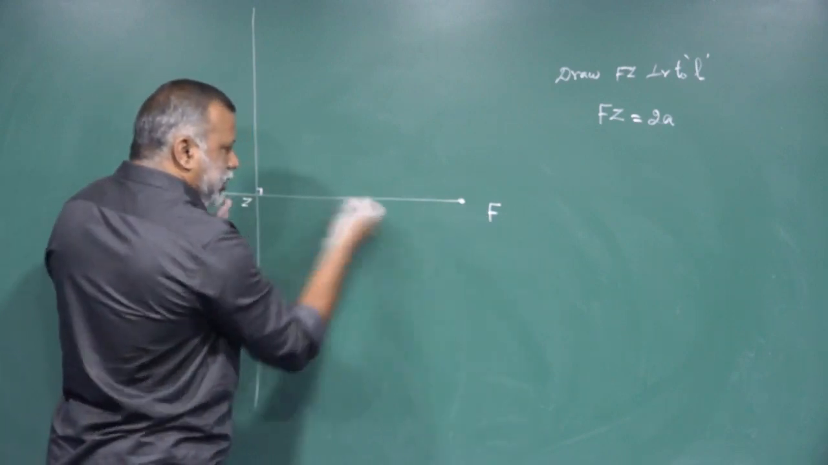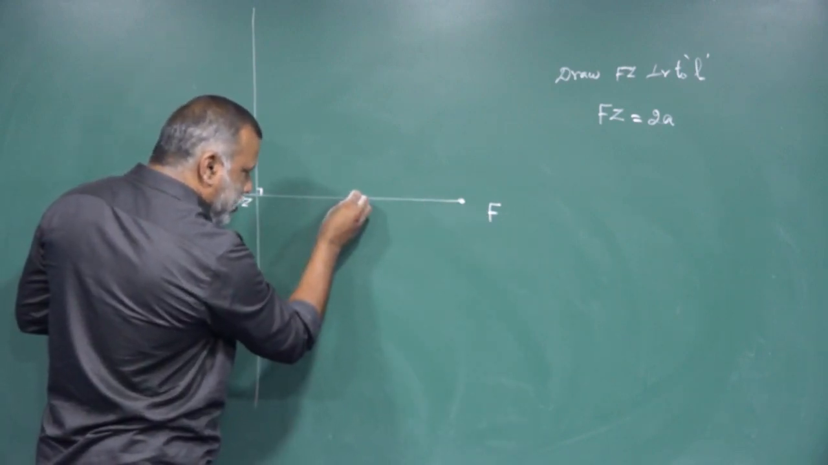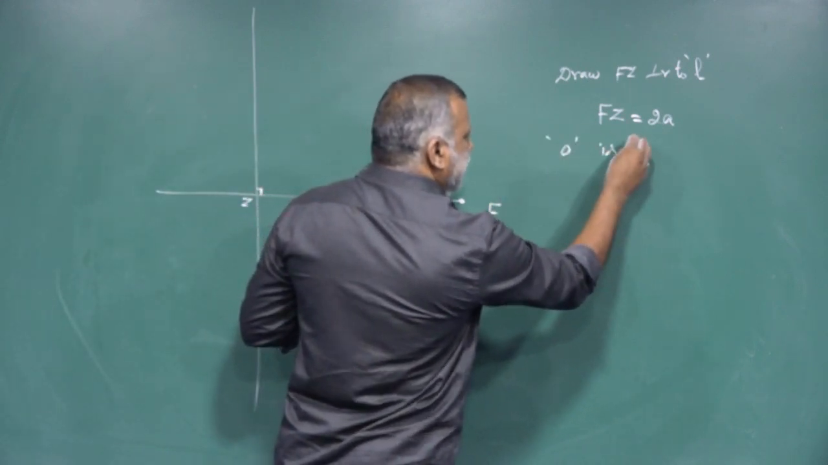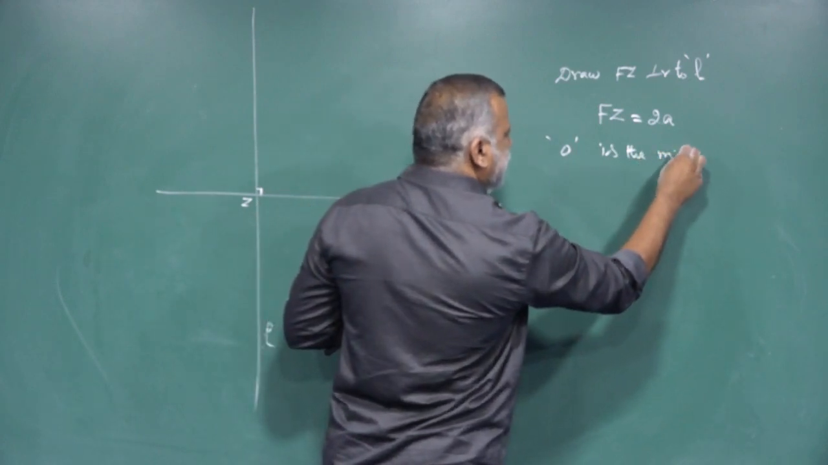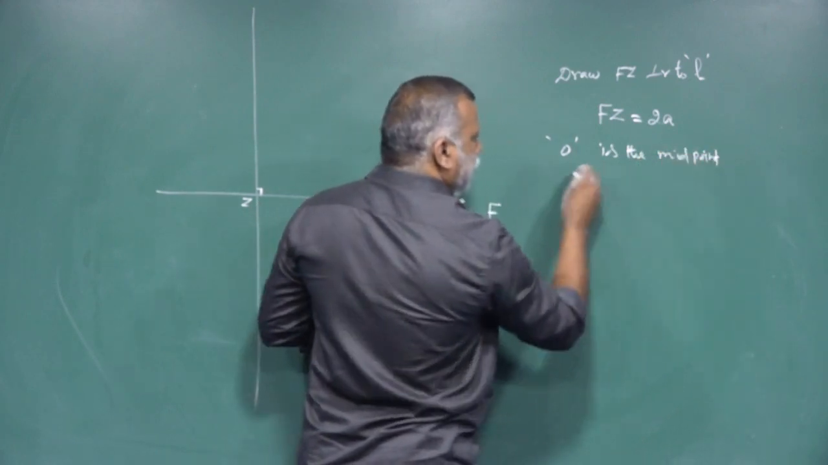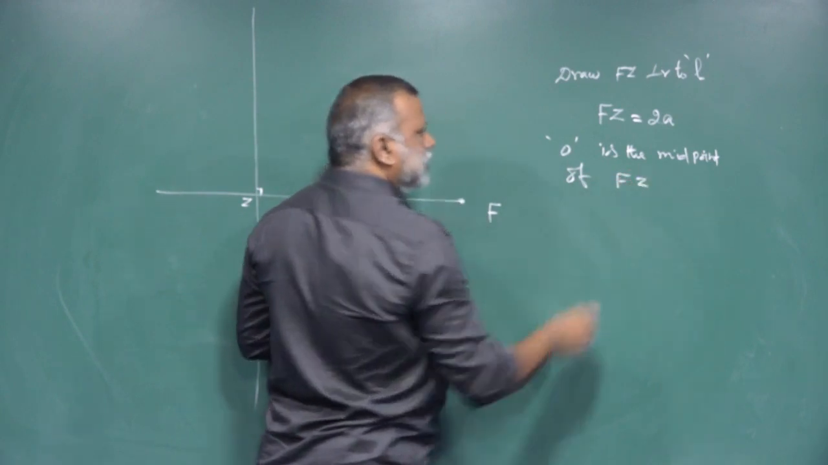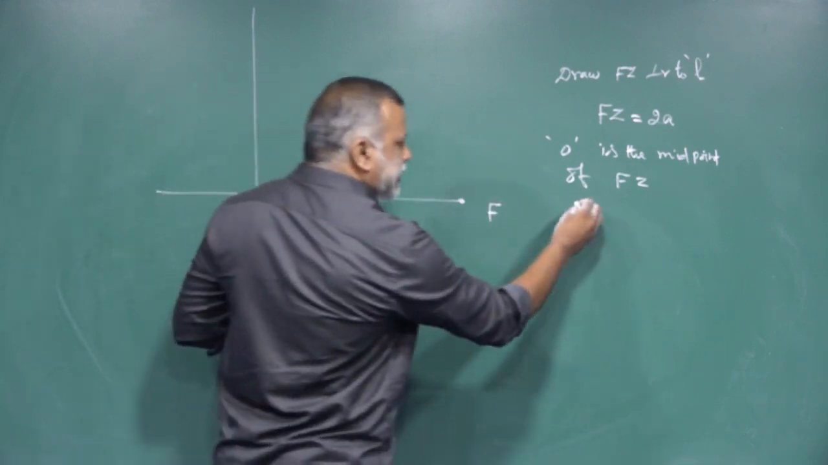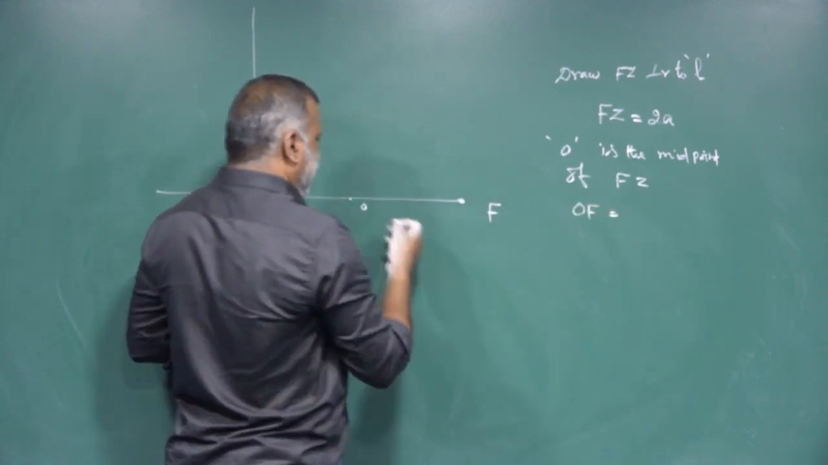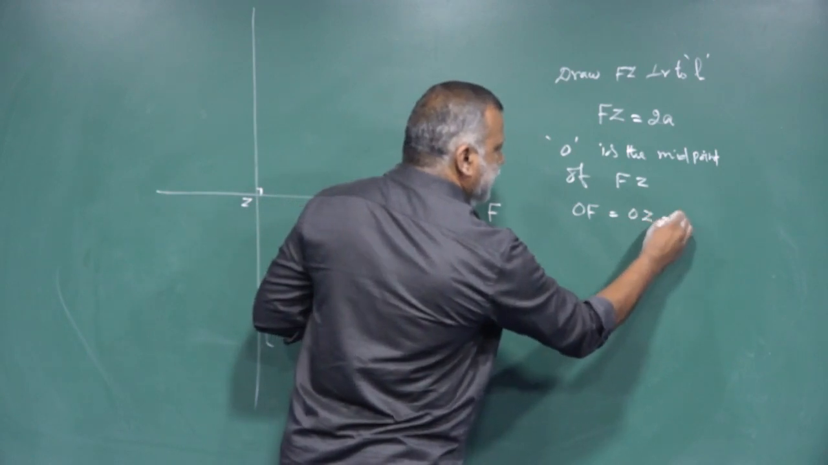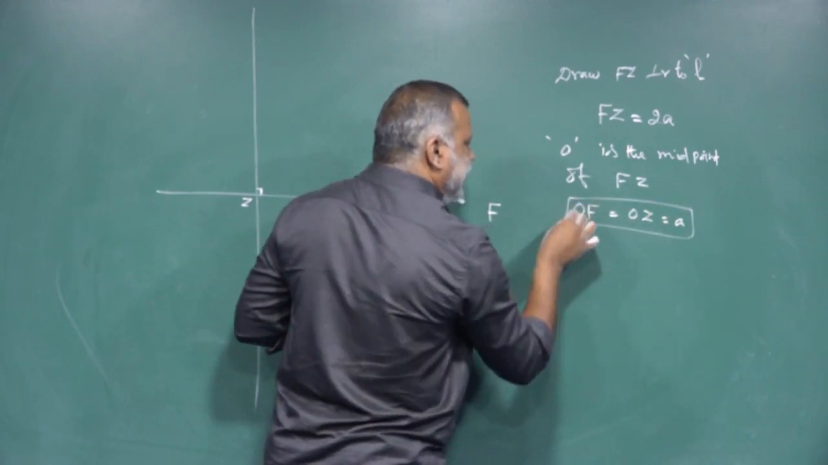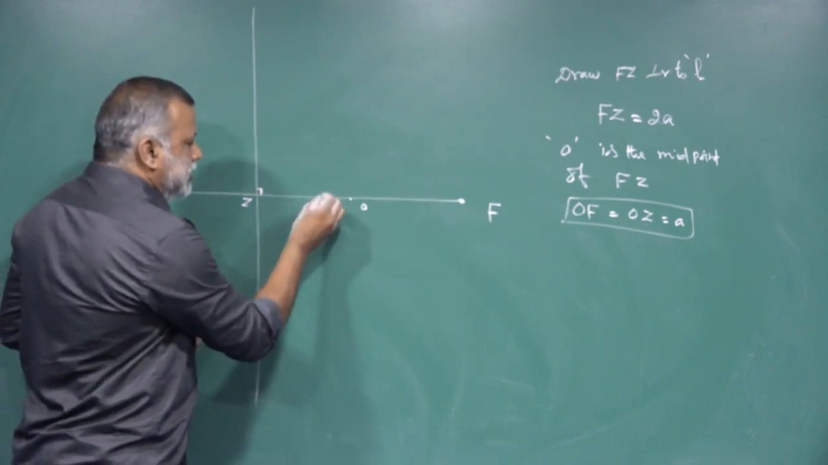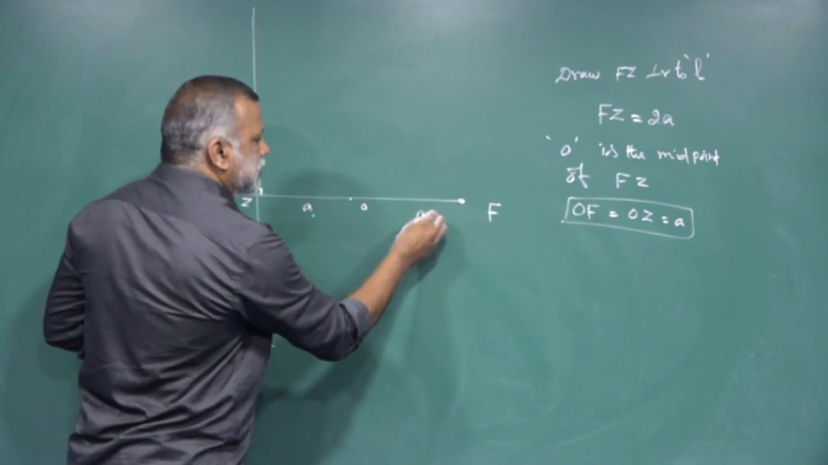Now I am selecting a midpoint of this one. Consider O is the midpoint of FZ. Therefore we can say OF equal to OZ equal to a, because it is equidistant. So OF and OZ are equal. This is the distance a and also this is the distance a.